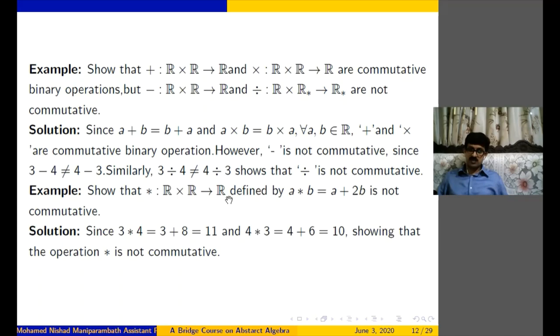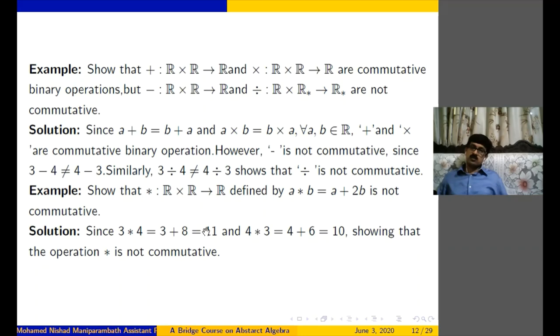So we are defining a new operation. We have to show that it is not commutative. The operation star from R cross R to R, an operation defined on R, is defined as a star b is equal to a plus 2b. Simply we can say that it is a binary operation, because a and b are real numbers. Since b is a real number, 2b is a real number, a and 2b are real numbers, and the sum of two real numbers is a real number. That is why we can say that this is a binary operation.